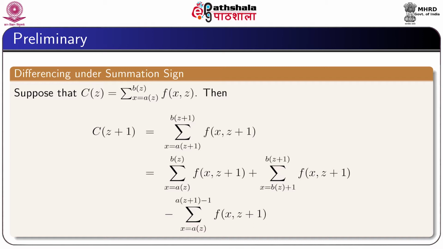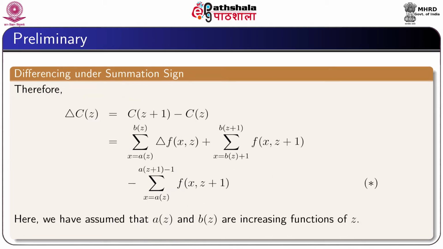Now, since we know C(z) and C(z+1), we can find the difference delta C(z) equal to C(z+1) minus C(z), which is equal to sigma A(z) to B(z) of delta f(x, z) plus sigma B(z)+1 to B(z+1) of f(x, z+1) minus sigma A(z) to A(z+1)-1 of f(x, z+1). Here we have assumed that A(z) and B(z) are increasing functions of z.